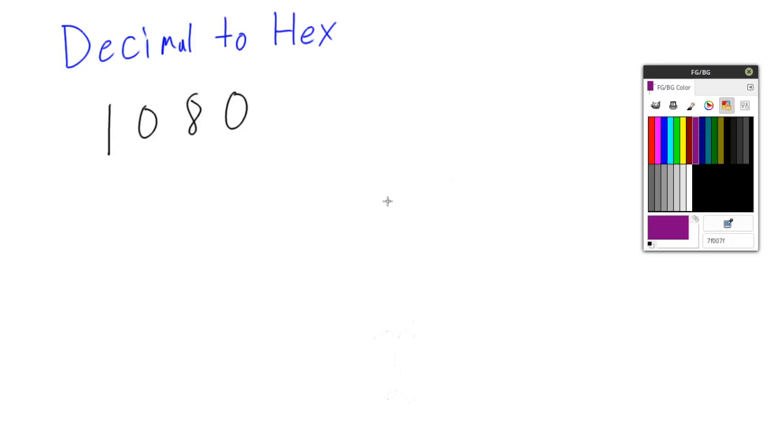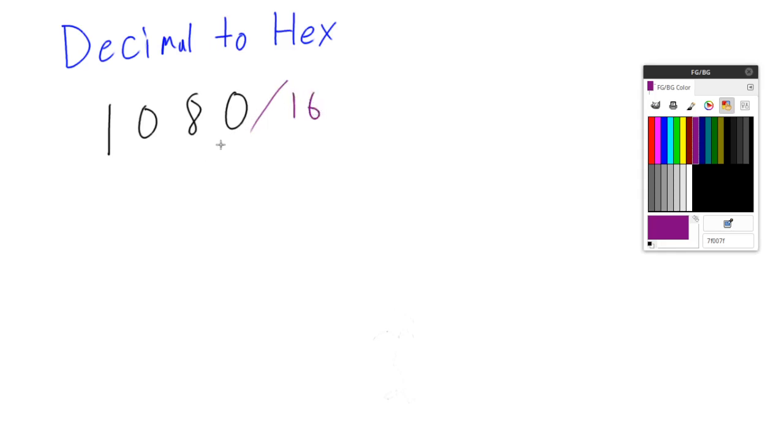All right, so we're gonna try and go from a decimal value, in this case 1080. Curious to see if 1080, right, 1080p resolution, if that turns out to be anything significant in hex. And spoiler alert, it doesn't, but whatever. So whenever we're going from decimal to another base, we always just divide by that base. So in this case, our base is 16.